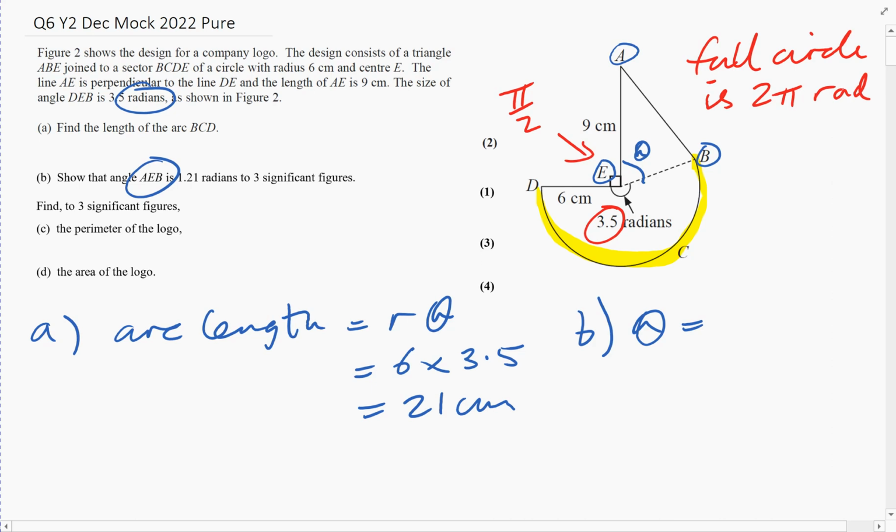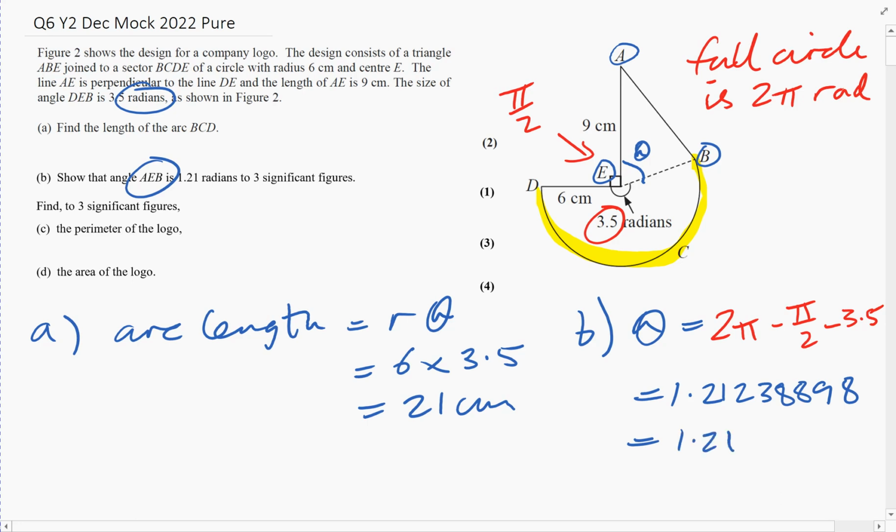So theta is going to be 2 pi at the full circle minus the angles we've got, which is pi over 2 minus 3.5, and whack that in a calculator. I'll put in all the digits on my calculator first, because it's a show that question, you want to make sure it's clear you've got the right answer, and so that is 1.21 radians to 3 significant figures.